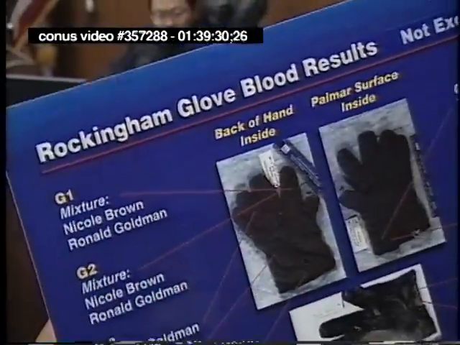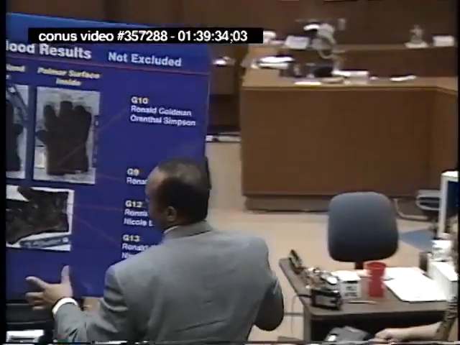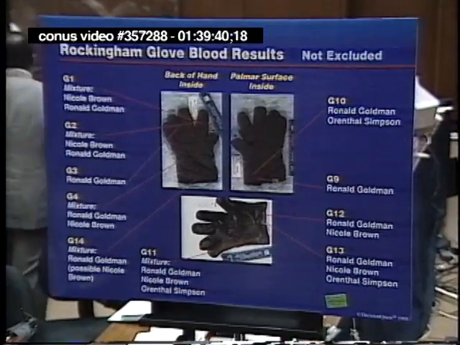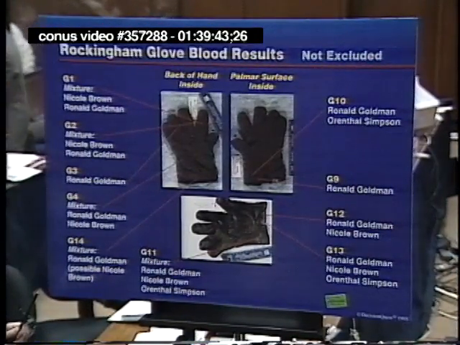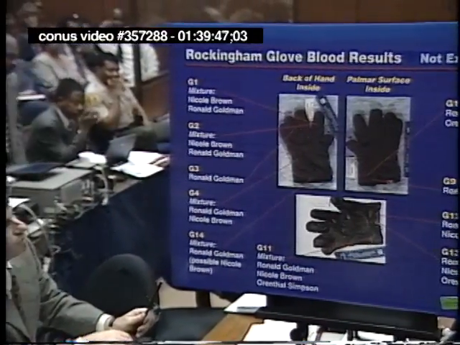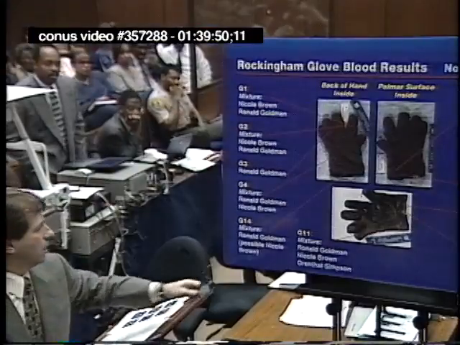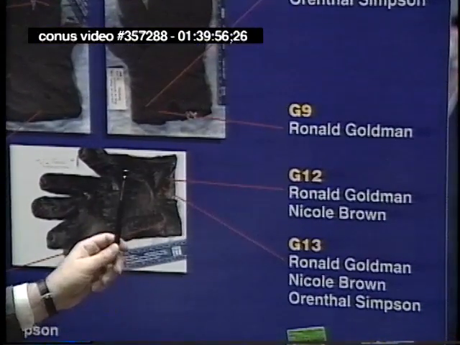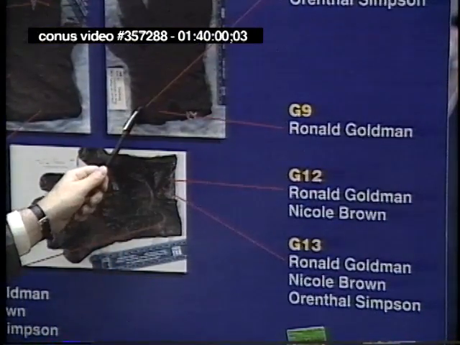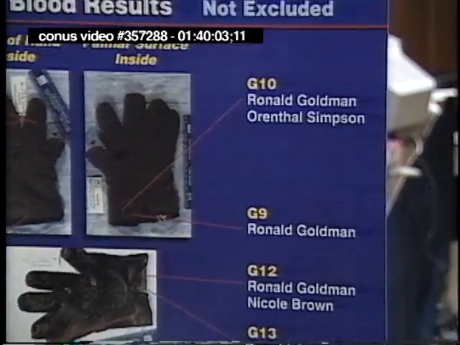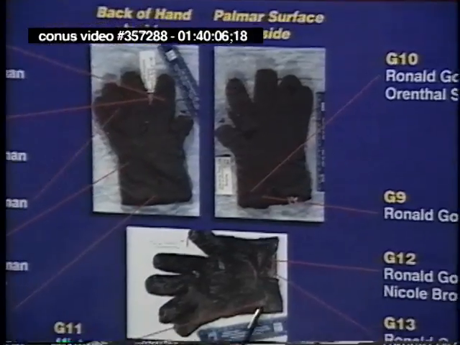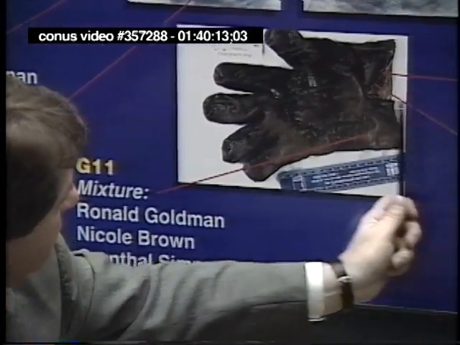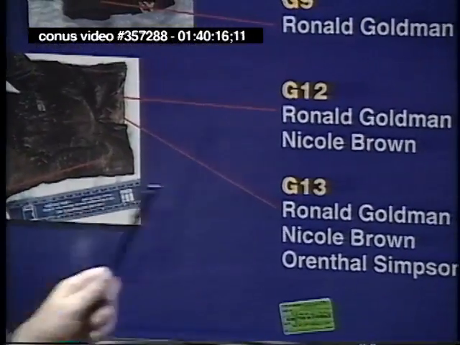A exhibit entitled Rockingham Glove Results, a series of pictures. Dr. Gerdes, are you familiar with the results obtained by the Department of Justice using the D1S80 PCR system? Obtaining results consistent with Mr. Simpson's 2425 genotype on a section near the wrist area entitled here G10, a section in the area depicted here as G11, and a section indicated on the inside surface near the notch, G13.